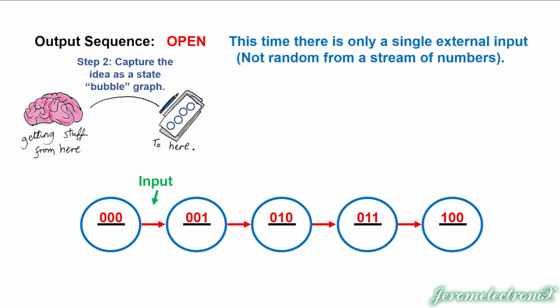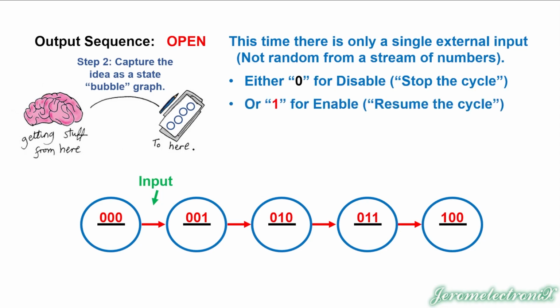But the input here, we're just going to use a switch that will decide if the switch is set at a high or a 1, it will continue spelling O-P-E-N over and over again. If it's low, that will cause it to pause on whatever letter it's currently showing and continue to show that letter. And then we're going to also add another switch that will force it to start over at the letter O. So either 0 for disable will stop the cycle, 1 for enable will resume the cycle, and each input will be a 1 for normal operation.